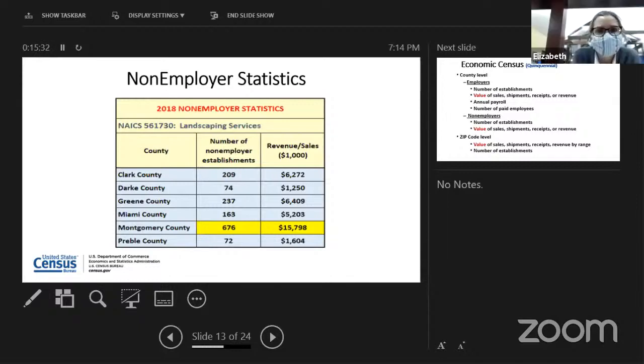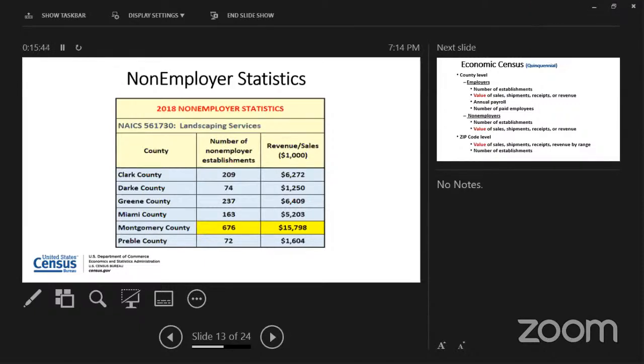And Tim, just to ask a question. So these non-employers would not be represented in the County Business Patterns and the zip code business patterns. Is that right? No, they're not. That's why you should use them together. If you want to look at a county, look at County Business Patterns and non-employer statistics. Got it.